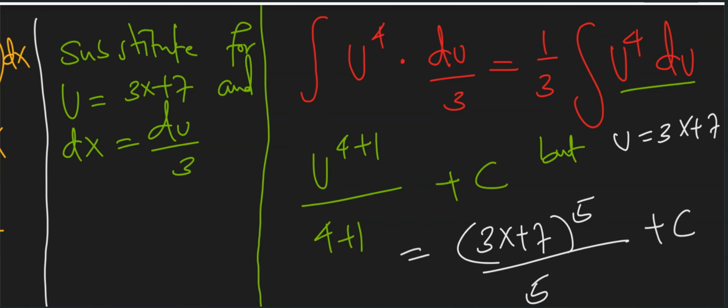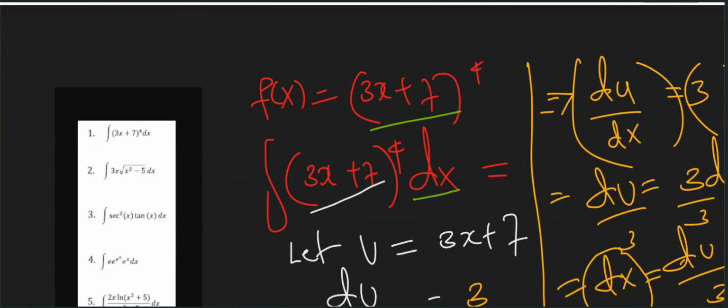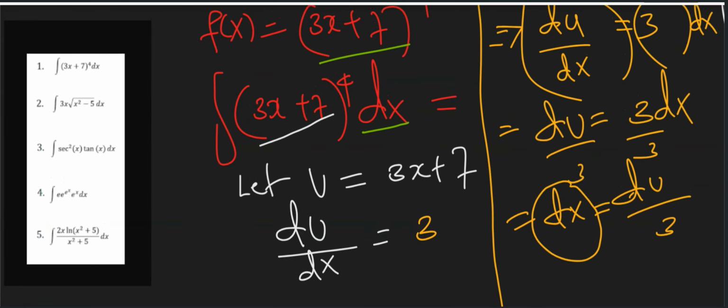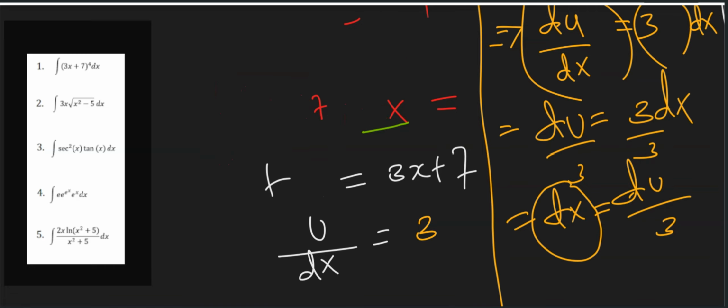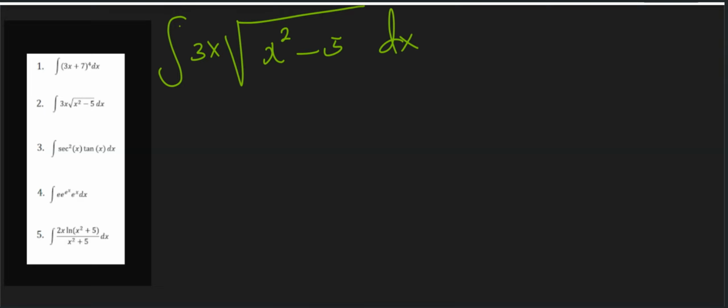Let's go to the second example. So let's clear this. Now we solve the second question, where we've been given the integration of 3x square root of x squared minus 5. As I said, anything in a bracket or anything under a square root, you pick that and sacrifice it to be the u.